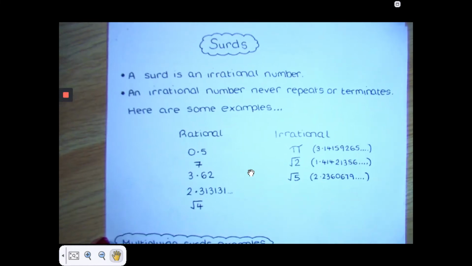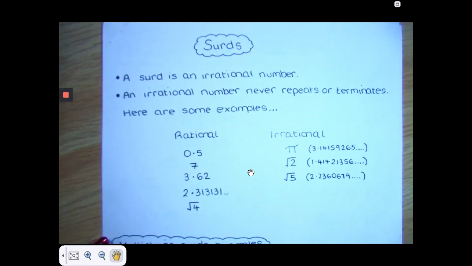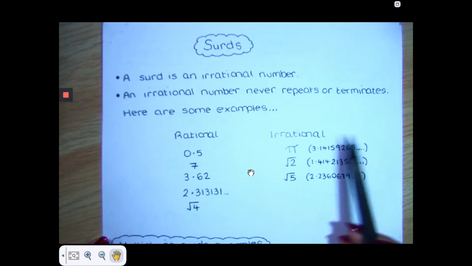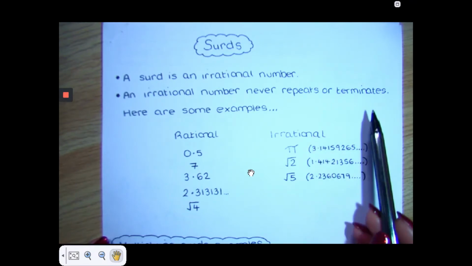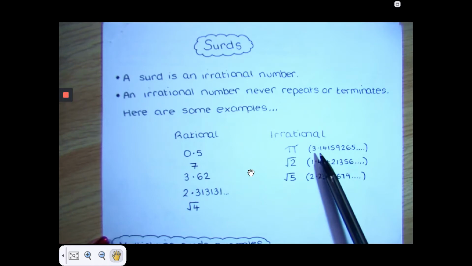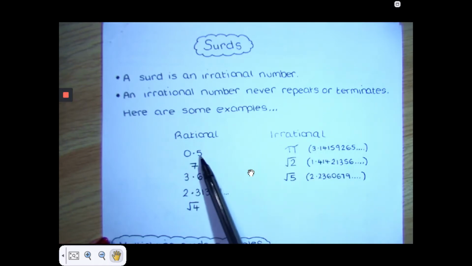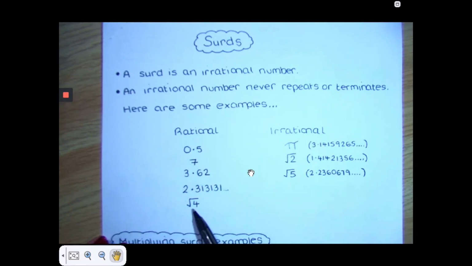Right, so today's topic is surds, and a surd is an irrational number, and irrational numbers never repeat or terminate, and these are some examples. So your irrational ones over here, like pi, 3.159265, it's not repeating, it's not stopping, so it's irrational. Whereas such as 0.57, etc., even root 4, which is 2, does stop.